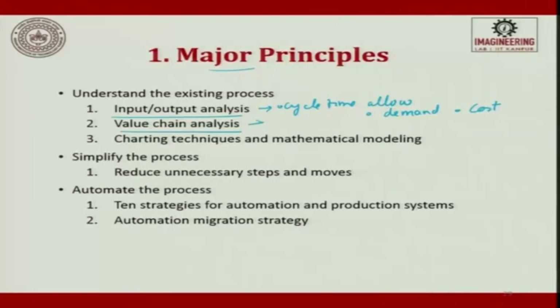Then value chain analysis. At each stage, what amount of value is getting added to the manufacturing process and what is the costing which is getting done. So, if you do it manually and if you automate it, what is the difference? That is what value chain analysis is. Last one is charting technique and mathematical model. You have to see what is the variation which is coming up while executing the process. So, all these things are understanding of the existing process.